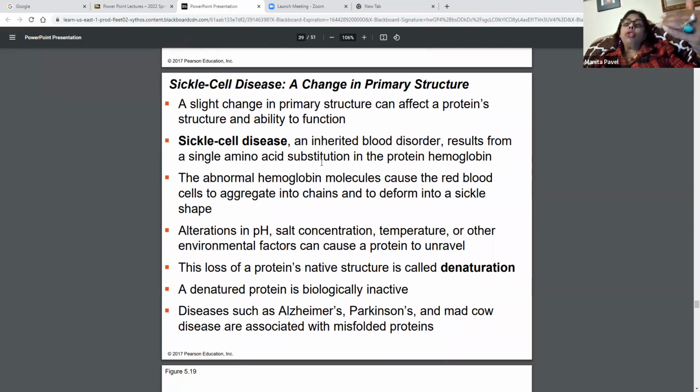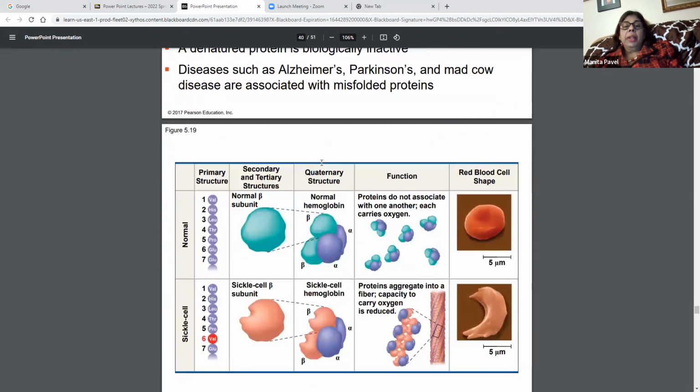And what does denaturation of the protein lead to? It causes the protein to be inactive. Where would you see unfolding, unraveling? You see it in Alzheimer's disease, Parkinson's disease, and mad cow's disease. It's due to the misfolded proteins. The protein should not be folded, misfolded. That is resulting in these diseases.